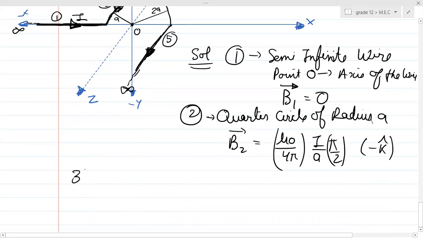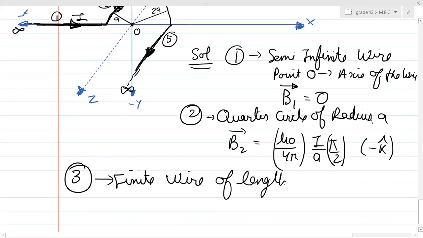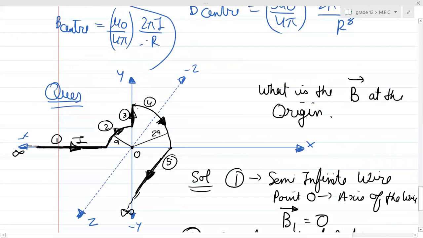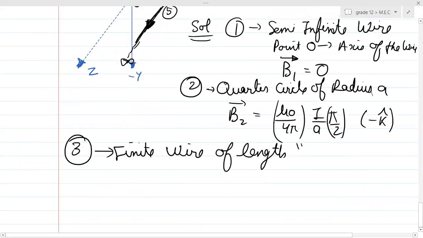Now, the third part is a finite wire. What will be the length of this finite wire? Can you see, from here to here is 2A, and from here to here is A. So what will be this length? A, right? 2A minus A. It will be a wire of length A. But point O is again on the axis.